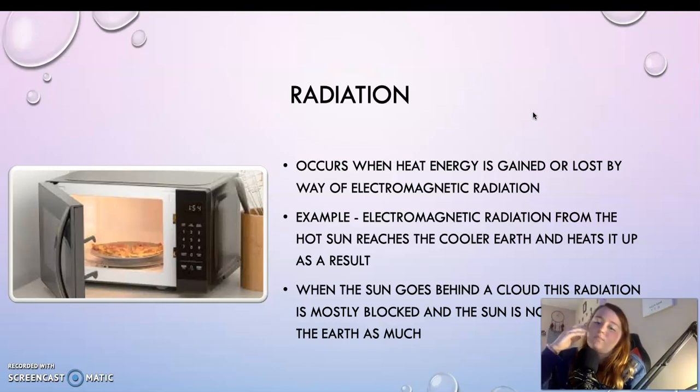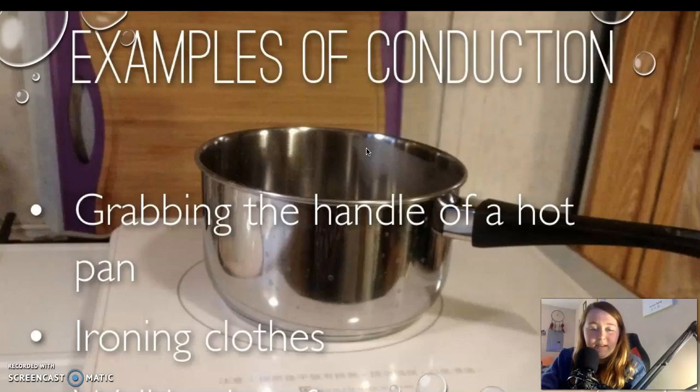Also, if you think about the sun going behind a cloud, the radiation is blocked, and the sun is not able to heat the earth as much because that radiation is blocked by the cloud. Also, a microwave uses radiation, so whenever you turn on the microwave, electromagnetic radiation heats up your food in that enclosed space. A lot of people don't like using microwaves because of the radiation, so they think it's harmful to their body.